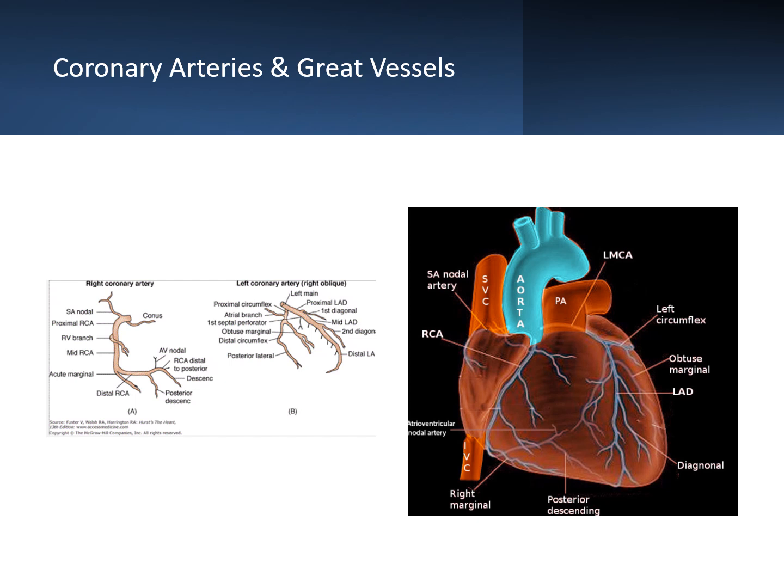Now, let's look at the great vessels. These are the large vessels that connect the heart to the lungs and the rest of the body. The superior and inferior vena cava bring deoxygenated blood from the body into the right atrium. The pulmonary arteries carry that blood from the right ventricle to the lungs. And once the blood is oxygenated, it returns through the pulmonary veins into the left atrium.